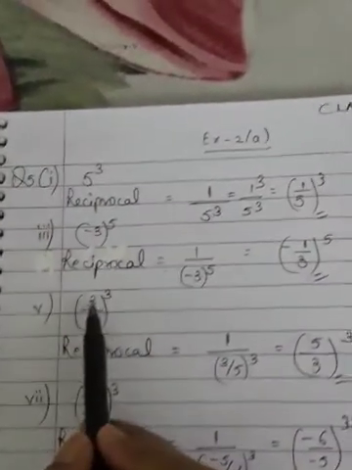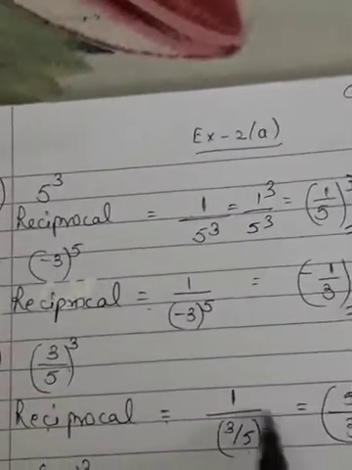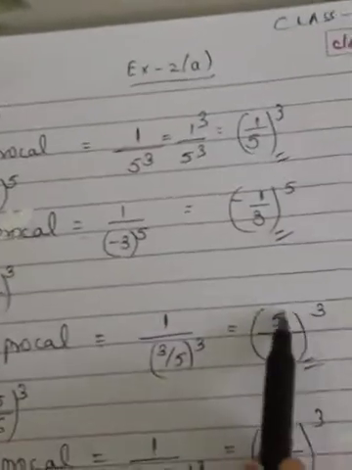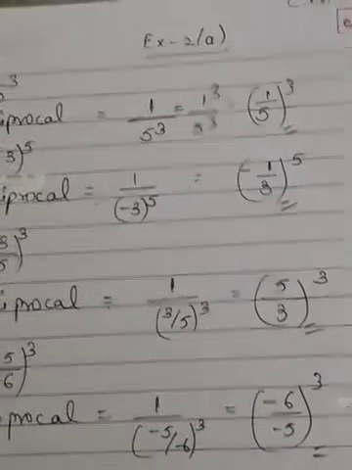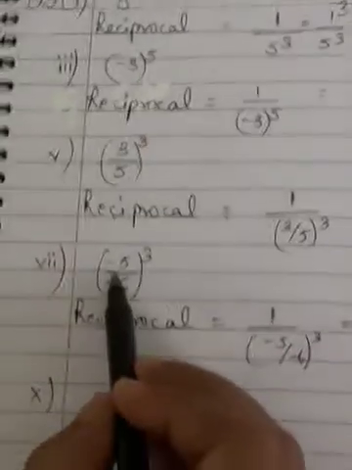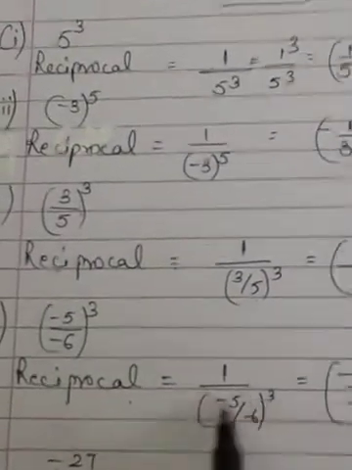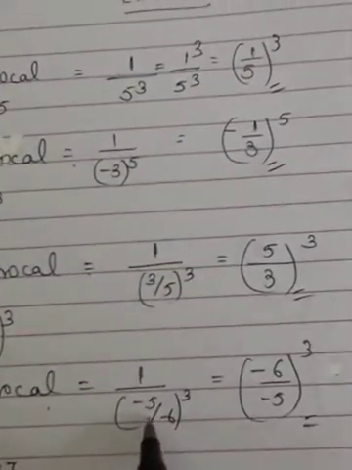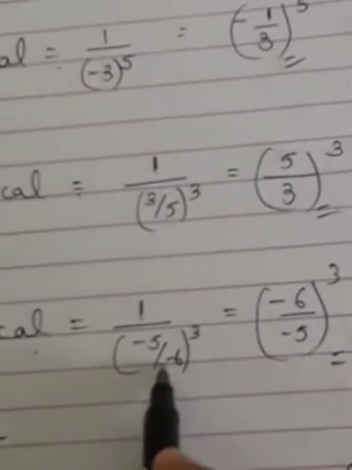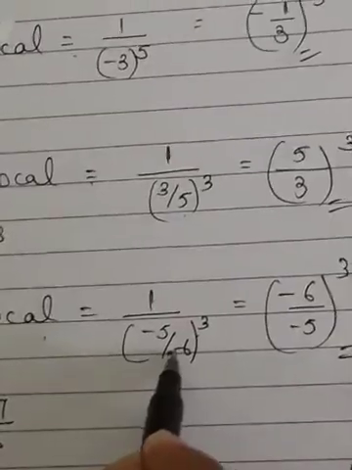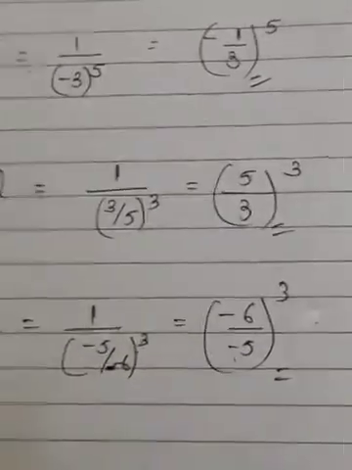Next is fifth part, 3 over 5 whole cube. Reciprocal of this is 1 over this number. So 1 over this will be, this 5 will go on top, 3 will come down. Power is 3 now. Next is minus 5 over 6 to the power cube. Reciprocal is 1 over this number. 1 over minus 5 over 6 to the power cube. Now this 6 will go on top, minus 6 over 5, this cube is outside common.